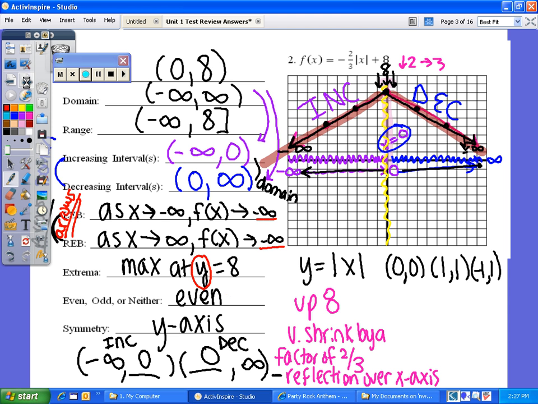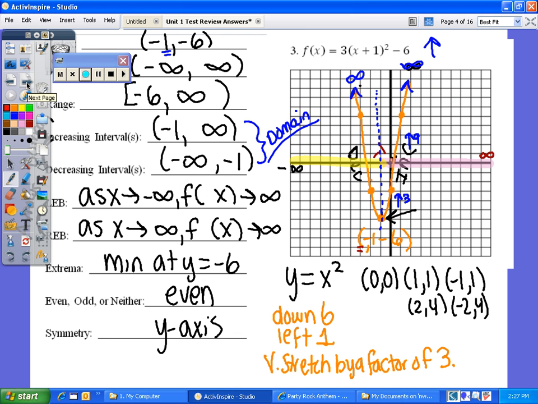All right. Number 3, a lot written down again. This is a quadratic. It starts down 6, and then you go to the left 1 for the vertex at -1, -6. It has a vertical stretch by a factor of 3, so you can tell here that the graph is stretching up more than the original graph. So the vertex is at -1, 6. The dot has two sides coming from it. The domain is negative infinity to positive infinity because it goes from both sides, left to right.